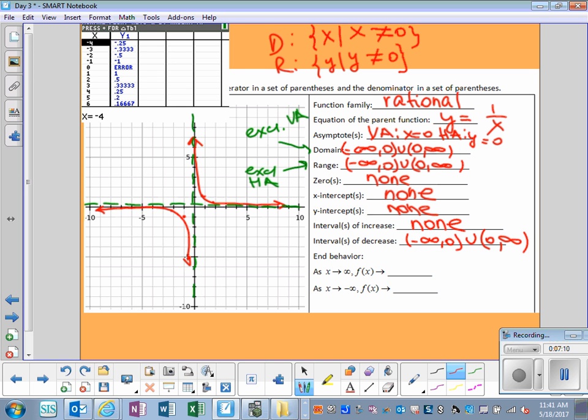And behaviors. What happens as I go to the right? As I go to the right, x increases to positive infinity, my y gets stuck, my function is stuck very close to my asymptote. So remember our HA for right and left behaviors. Same happens as I go to the left. 0, 0. Horizontal asymptote. Any questions about this?